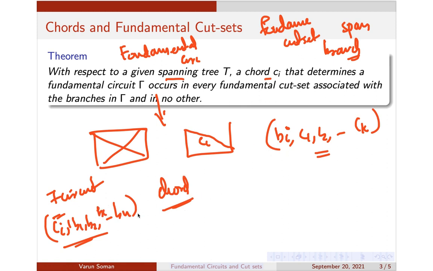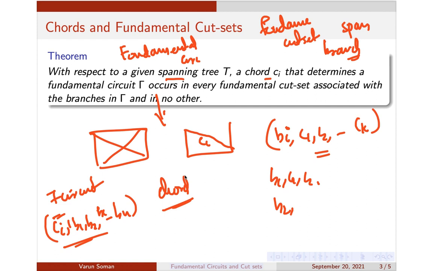If I take a fundamental cut set containing B1, in that also this chord Ci would be there. If I take a fundamental cut set associated with B2, in that also this chord Ci would be there. So that is the statement of the theorem. And it's an extreme statement. It also says that this chord will not occur in any other cut set. That is why it is said no other. Only in these fundamental cut sets which are created by the branches of the spanning tree would this chord occur. So this is the statement.